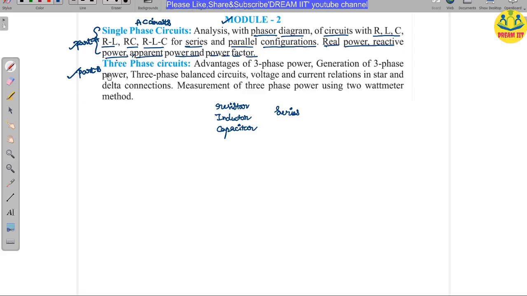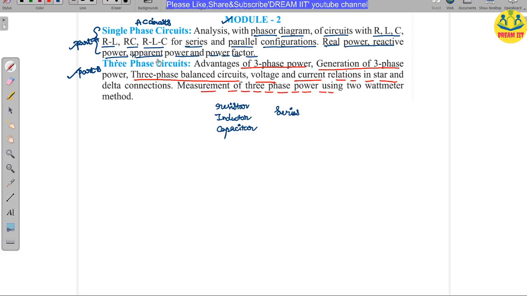Coming to part B, we have the advantages of three phase power, how three phase power is generated, three phase balanced circuits, voltage, current and their relations in star and delta. After that we will have the measurement of three phase power.